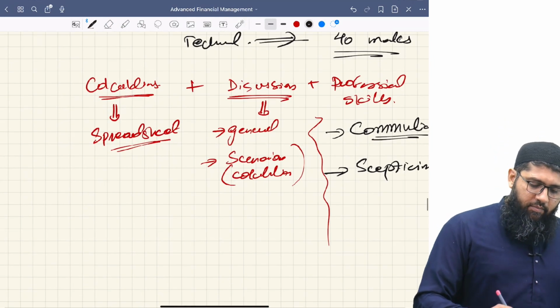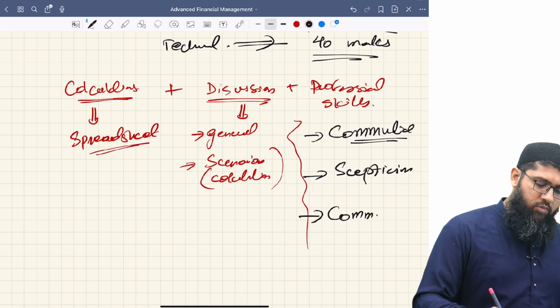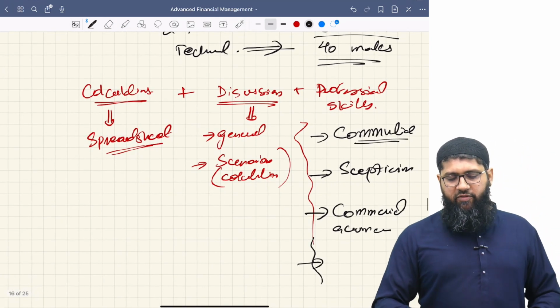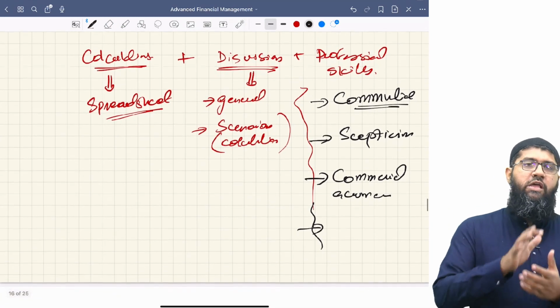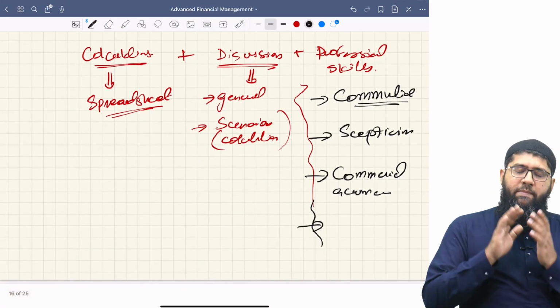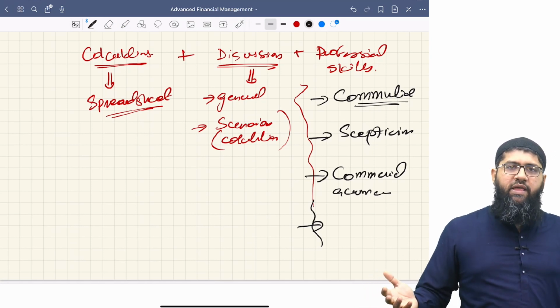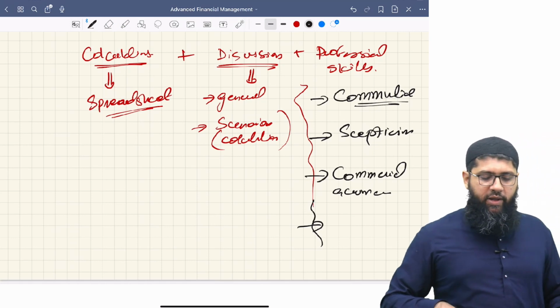The third one of them is basically the skill called commercial acumen, which is when you are talking about things, your arguments, your suggestions should make sense commercially, should be profitable for the organization, should not be detrimental for the organization. That's what you're going to be doing.